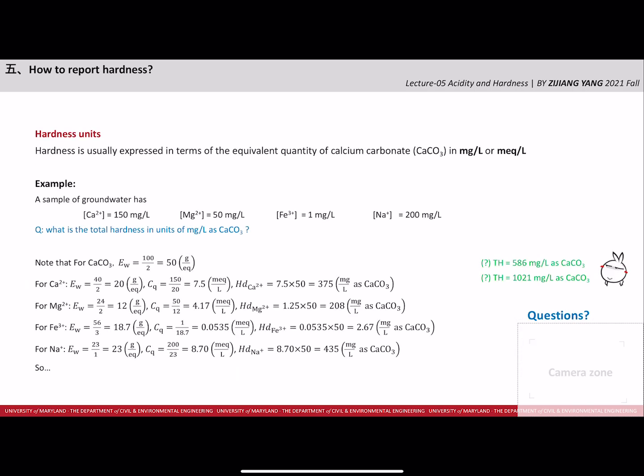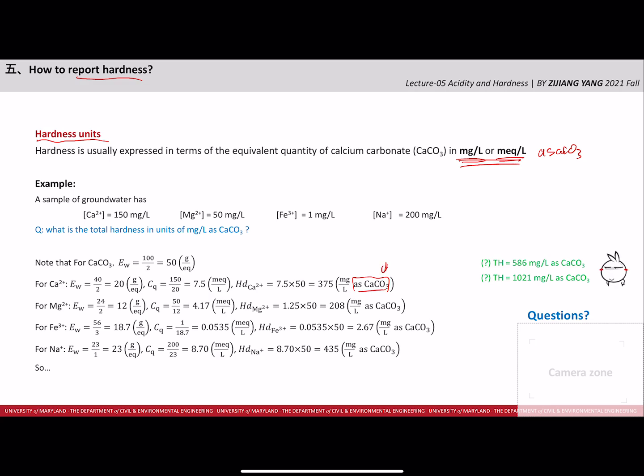The last one is about how to report hardness. And here is the hardness unit. Again, the units of hardness are similar to the units of alkalinity. It is reported as carbonate, like in milligram or in milliequivalents as calcium carbonate, so like this.